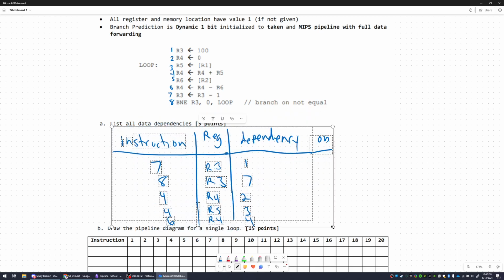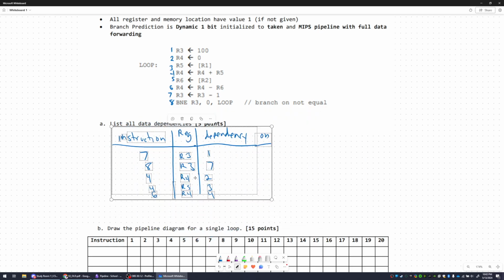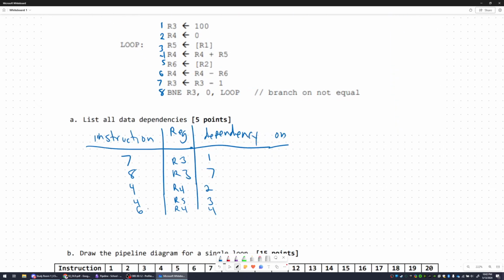Make this smaller. Okay. Instruction 6, R6 from instruction number 5. What else is there? R4. No.